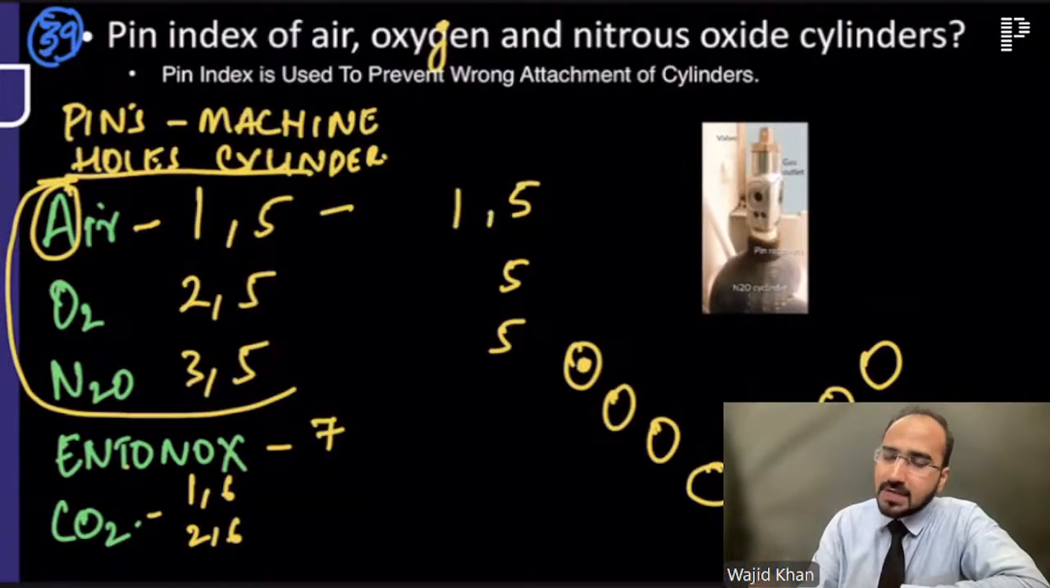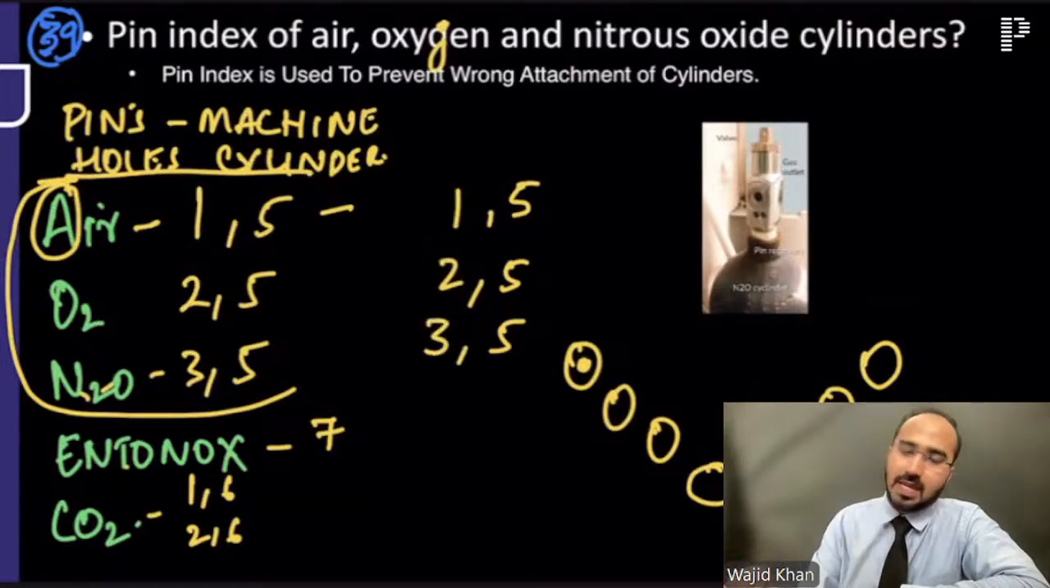Oxygen, whenever you are writing, you will write O2. So it will be 2, second pin index is always 5 only, 2, 5. Nitrous, when you are writing it, you have to remember N2O. Yani 2 molecules of nitrogen and 1 molecule of oxygen. How many molecules? 3. So it will be 3, 5. So 1, 5, 2, 5, 3, 5. This you can easily remember.